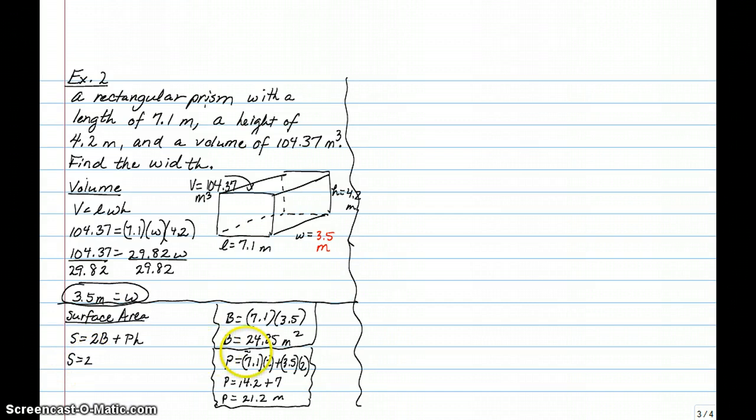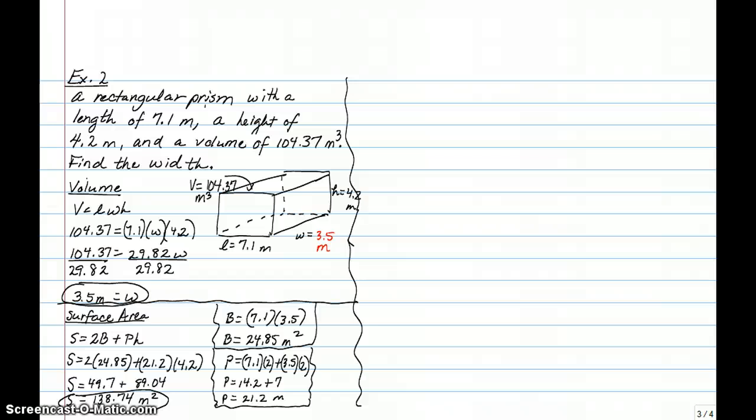So S is going to equal 2 times the 24.85, which is the area of one base, but you have two bases, so you have to do it twice. And then the perimeter, which is 21.2, times the height, which is 4.2. Put that into your calculator, and you should have your S. Okay, so you ended up with 2 times 24.85 equaling 49.7, and 21.2 times the height of 4.2 gives you 89.04. So your surface area is 138.74 meters squared.